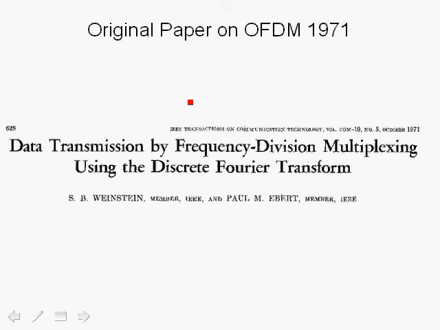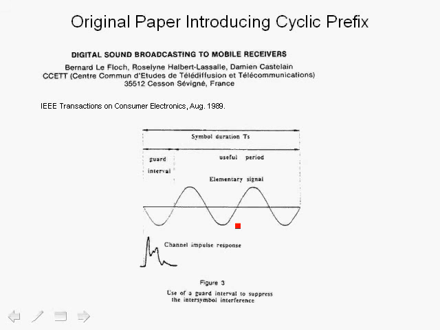The original paper on OFDM was published in 1971. Data transmission by frequency division multiplexing using the discrete Fourier transform, and this was a big breakthrough, especially since the discrete Fourier transform could be implemented using a fast Fourier transform.